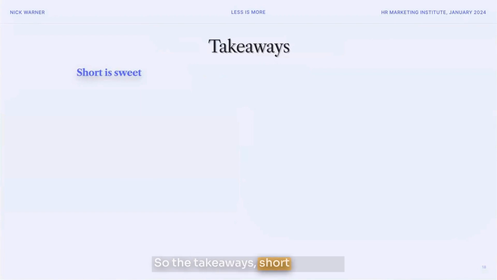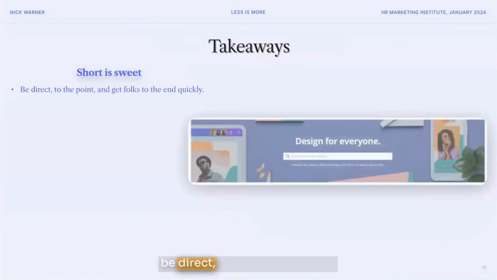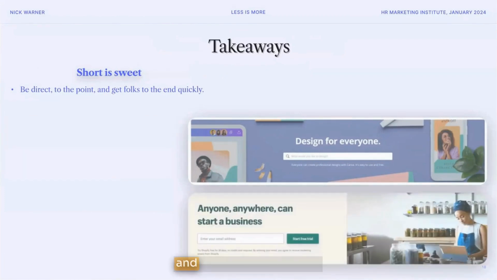So takeaways, short is sweet. Be direct, get to the point, and get folks to the end quickly. And here's Canva's homepage and Shopify's homepage.